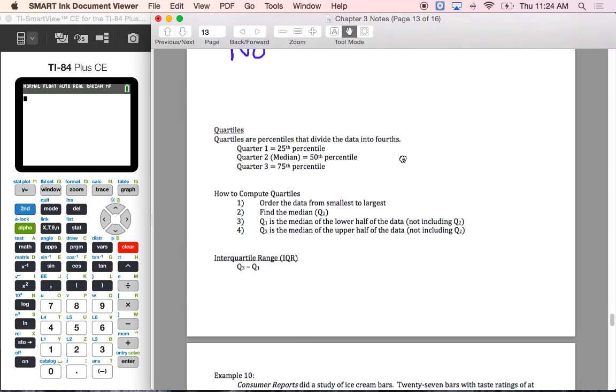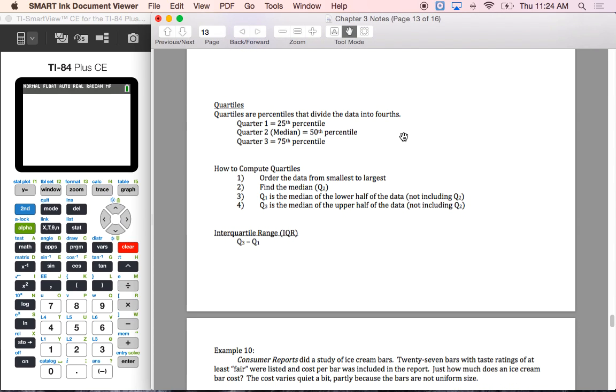Your quartiles are percentiles divided into fourths. So your quartile 1 is your 25th, the second, which is your median, is your 50th, and the third quartile is your 75th. To compute your quartiles, you have to order them from smallest to largest. You find the median, and then you find the median of the lower half and the median of the upper half for your Q1 and Q3. Your interquartile range is your Q3 minus your Q1.